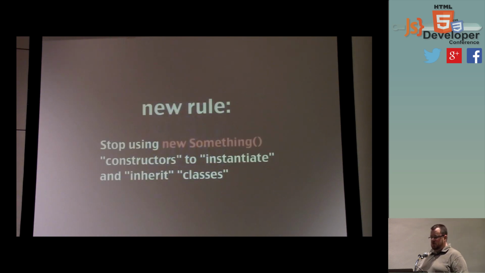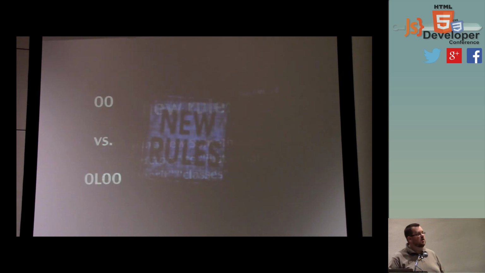Final rule. Stop using "new" constructors to instantiate and inherit classes. And notice all the air quotes that I'm using there. This is probably one of the more controversial things, but I'm going to argue that there is no such thing as class orientation in JavaScript, even though they're adding a class keyword to the language. That's just more confusion. There's no such thing as class orientation in the language. It's a different mechanism, but let me explain the comparison that I'm going to make here.